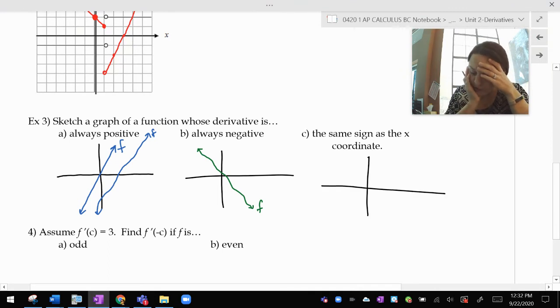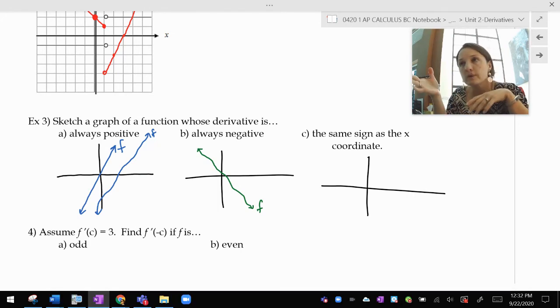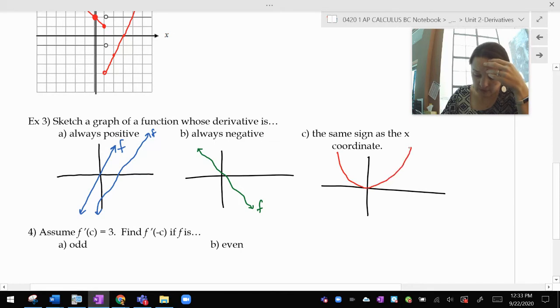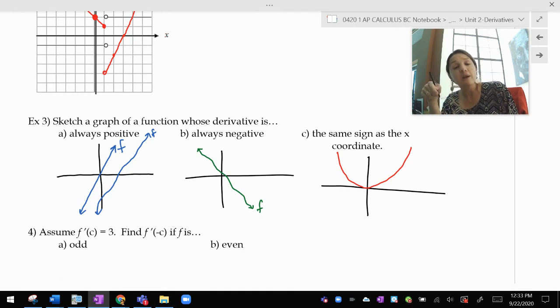A function whose derivative is the same sign as the x coordinate. If the derivative is the same sign as the x coordinate, then the slope is the same as the x coordinate. So when x is positive, I want my function to increase. And when x is negative, I want my function to decrease. So I need a function that decreases and then increases. How about this? Wouldn't that work? On the left-hand side, when x is negative, the function is decreasing. Therefore, its derivative would be negative. And on the right-hand side, when x is positive, the function's increasing. Cool.